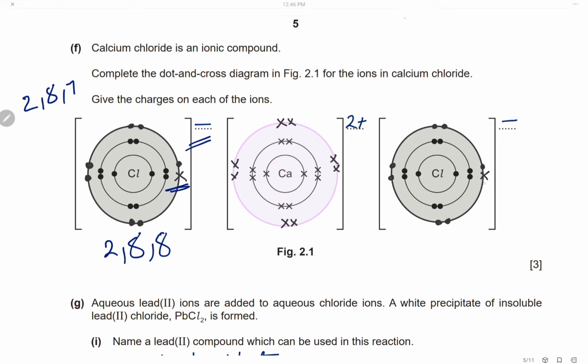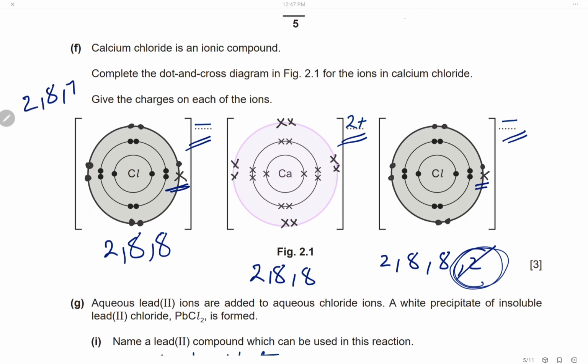7 dots in the outer shell and 1 cross represent the electron that comes from the calcium atom, and again we will have 1 negative charge. For calcium, the calcium atom has electronic configuration 2, 8, 8, 2. It loses these 2 electrons, 1 for each chloride ion. Now the electronic configuration for the calcium ion will be only 2, 8, 8, and we will have a charge of 2+ because it loses 2 electrons.